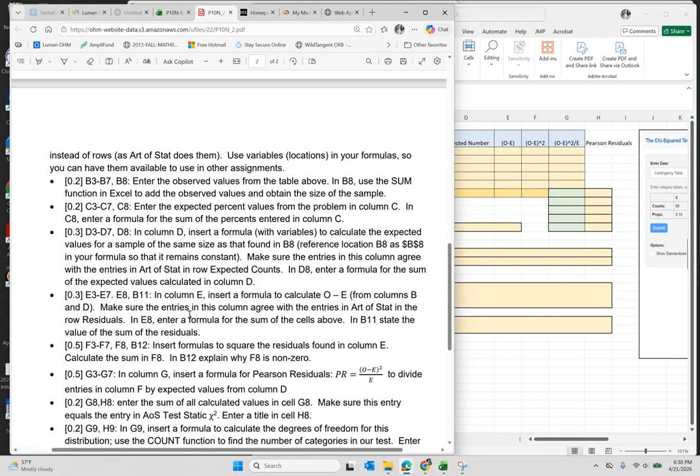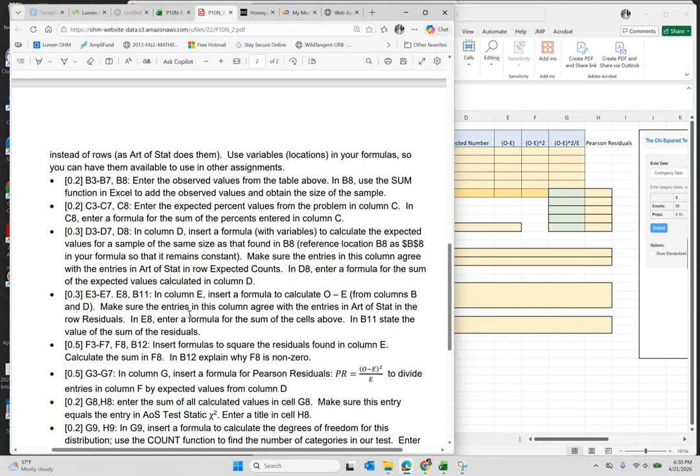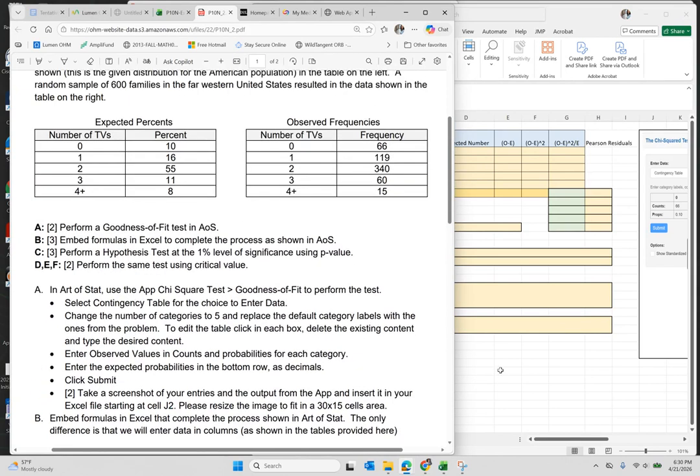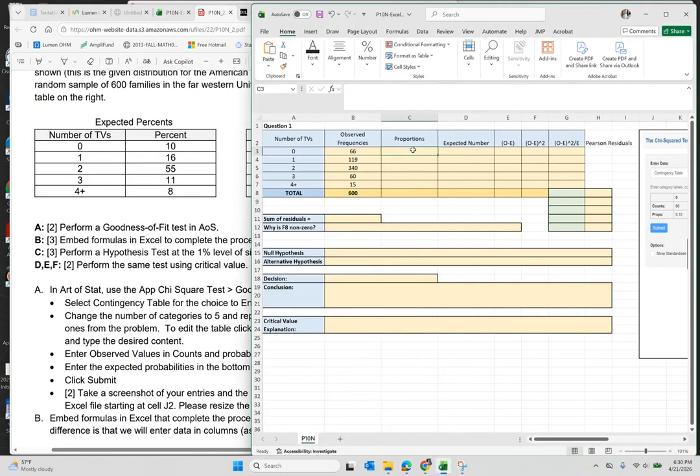And in C3 to C7, I want to enter the expected percent values from the problem in column C, and then in C8 add them and hope to get 100% or 1. So these proportions here, you can enter them as percentages. If you want, you can say 10%. Or if you want, you can do whatever you did in ArtofStat, which was decimals. So it's up to you, whichever one you think is best. 0.16. I'm entering them as decimals.